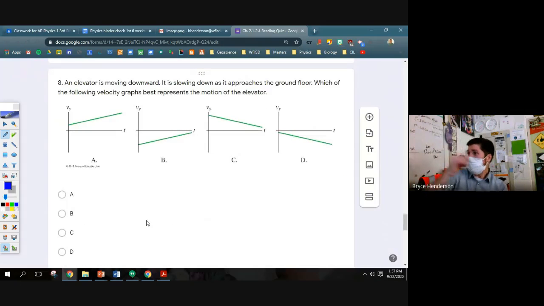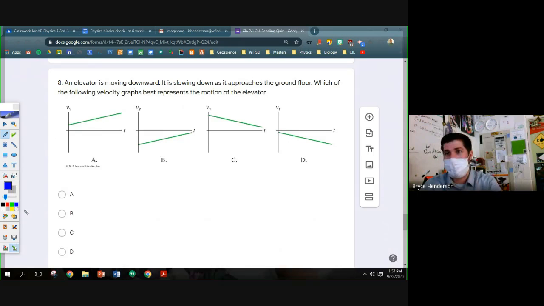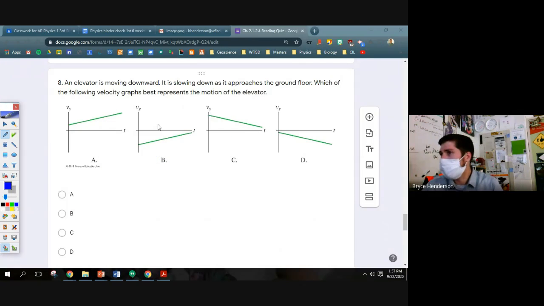The other one was number 8. Number 8 talked about an elevator moving downward. If I'm moving downward, I should be thinking in my mind, okay, the velocity must be negative. So by thinking just that much, A is out, C is out, because those have a positive velocity. With negative velocities, it's got to be B, because that's going towards 0. If I'm slowing down, I need to be approaching 0. So that's why some people picked D and got it wrong. It's okay. Don't miss it next time.